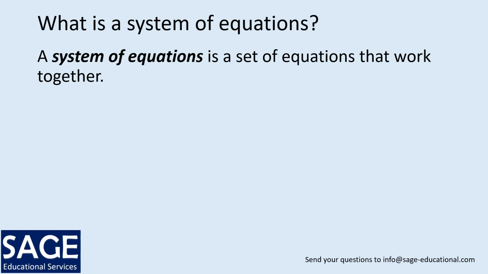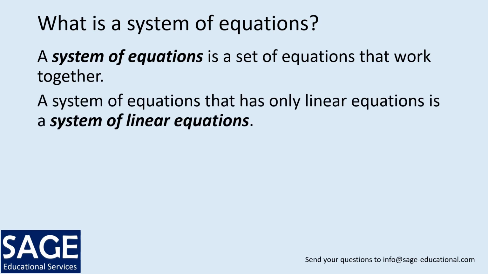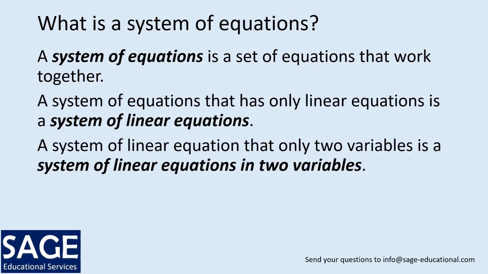A system of equations is a set of equations that work together, and a system of equations that has only linear equations is a system of linear equations. On top of that, if the system of linear equations has only two variables, then we say it's a system of linear equations in two variables. It is this last kind of system that we're going to be talking about in this video. So we will see how to solve a system of linear equations in two variables using graphing.